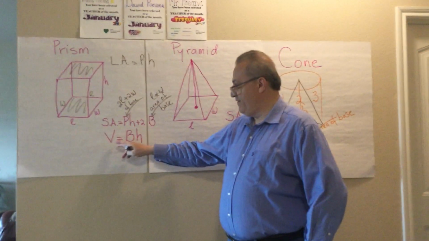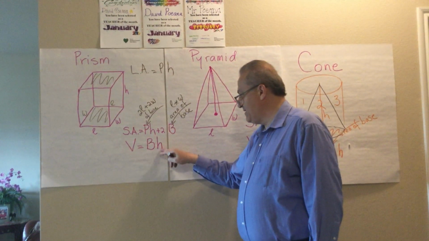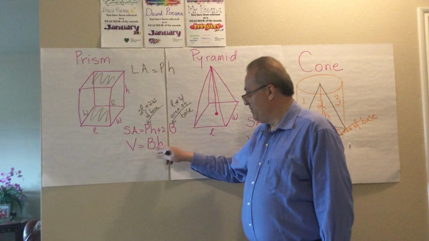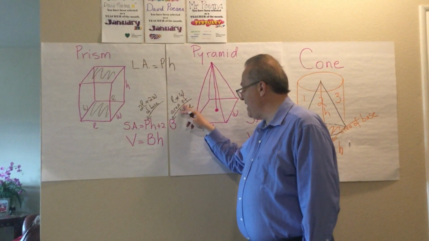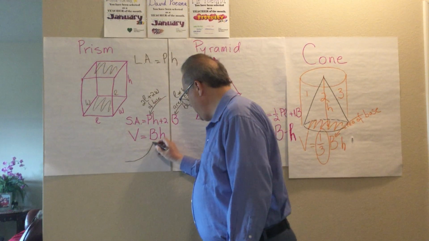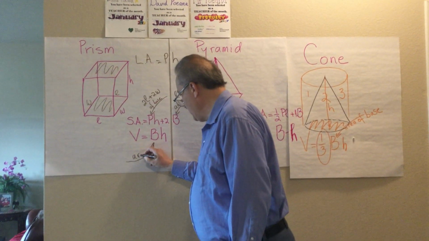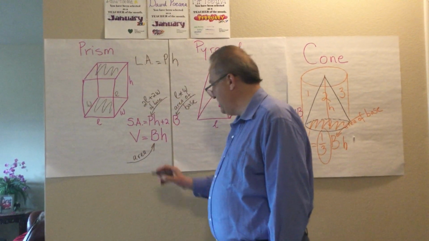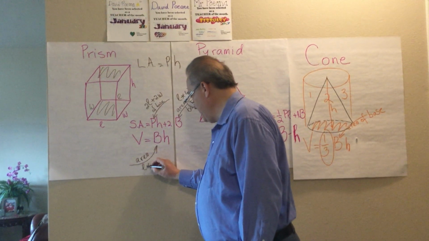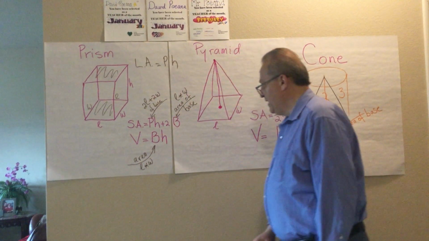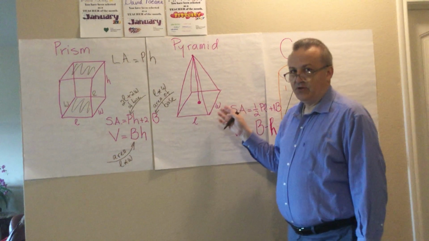When it comes to the volume, volume is base times height. You got it. Base means the area of the base. Area of the base. What's the area of the base? Length times width. Okay, now let's talk about the pyramid.